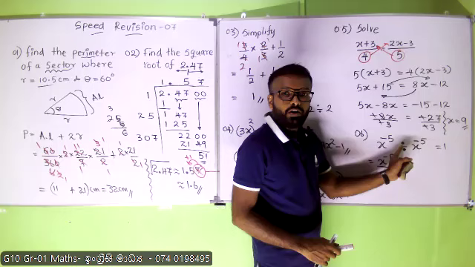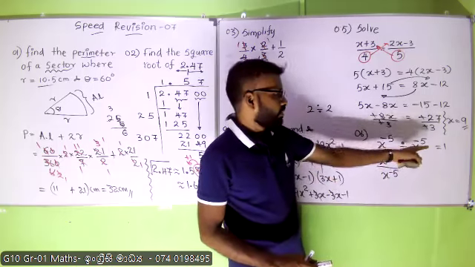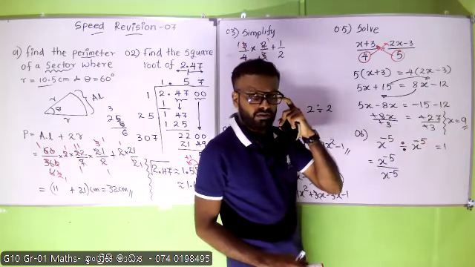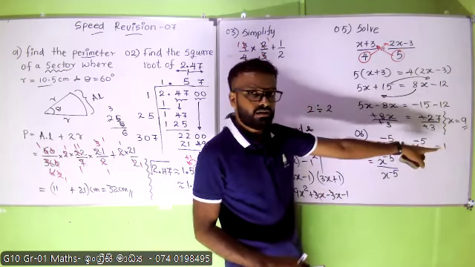X to the power negative 5 divided by x to the power negative 5. The answer will be 1, right? So definitely this is 1.